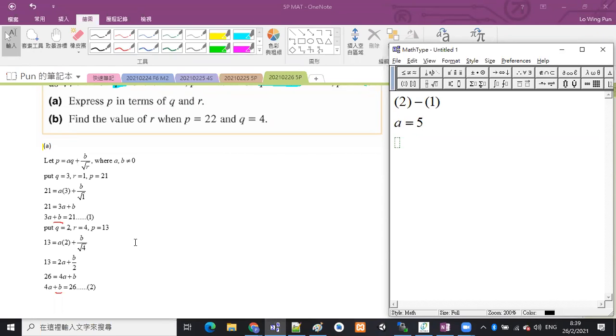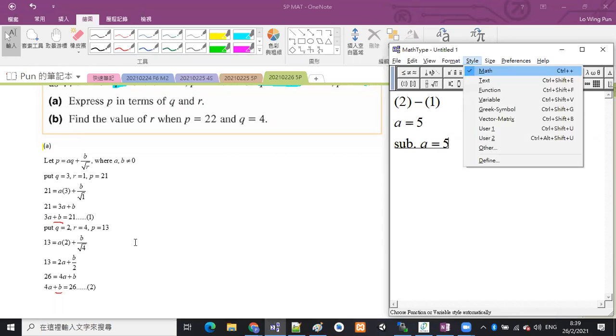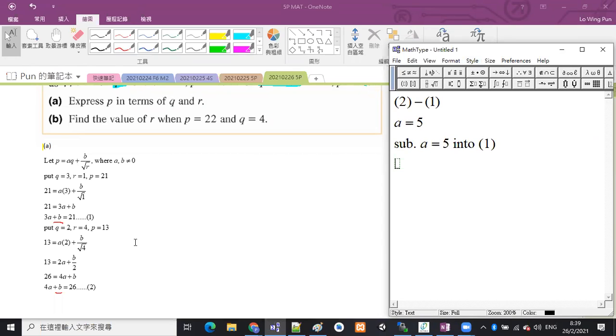Okay, when we have found the value of A, then we can substitute the value of A into equation 1 to calculate the value of B. So 3 times 5 plus B is equal to 21. Okay, so 15 plus B is 21, which means that B is 21 minus 15, that is equal to 6.